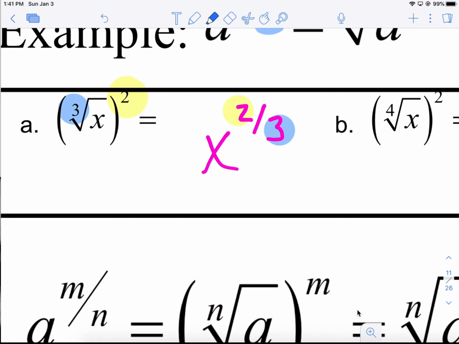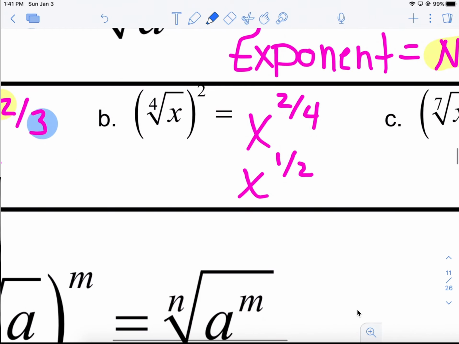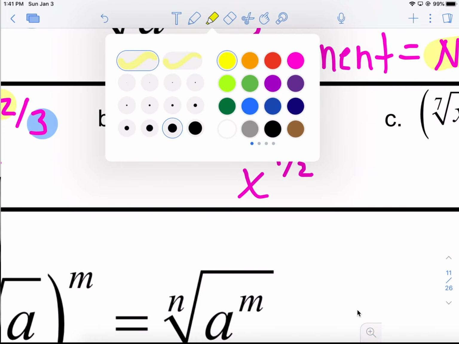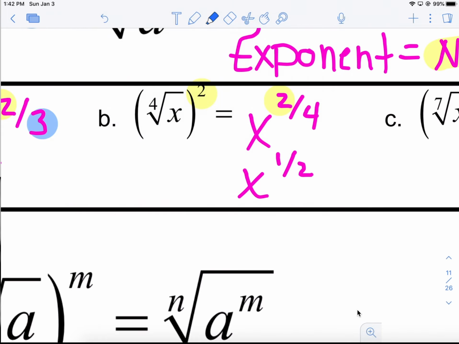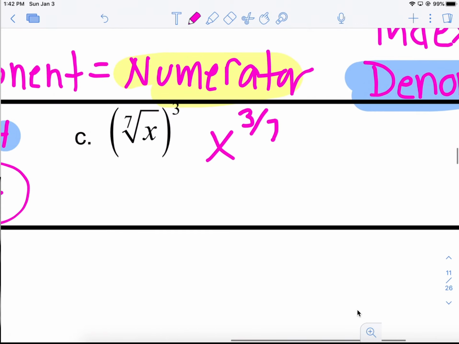So let's do the same thing on B. On this one, my exponent, or my power, was a 2. That's going to be my numerator. My index, which is my fourth root, is going to be my denominator. Now, in this case, you kind of get lucky. You can simplify because 2 over 4 would be 1/2.